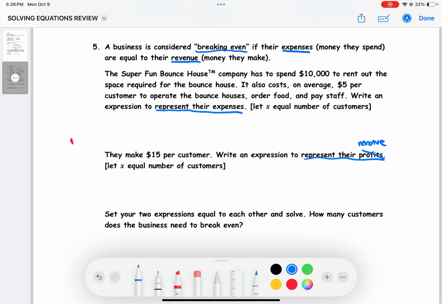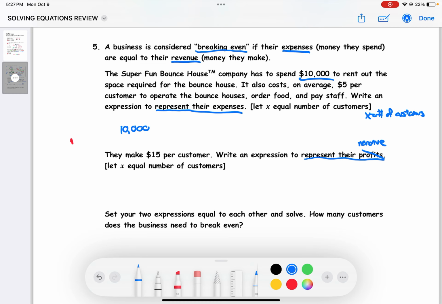Okay. We're setting x equal to the number of customers, because that is what we do not know. We don't know how many customers we're having in our super fun bounce house. So an expression to represent our expenses. How much are we spending, right? And an expression doesn't have an equal sign. It is just a collection of terms. So what are we spending? Well, we're spending $10,000 to rent out the space. So we're definitely spending $10,000. So that should definitely be in my expression somewhere.